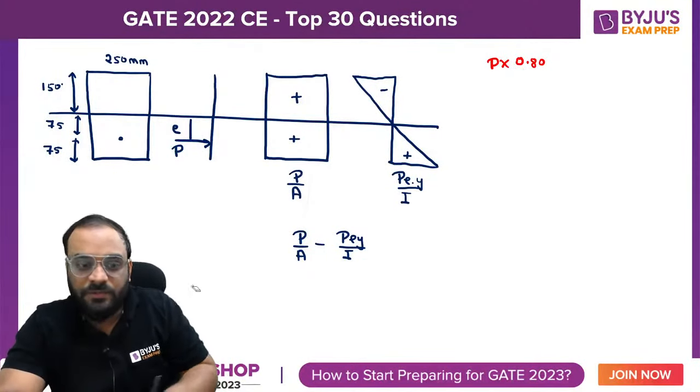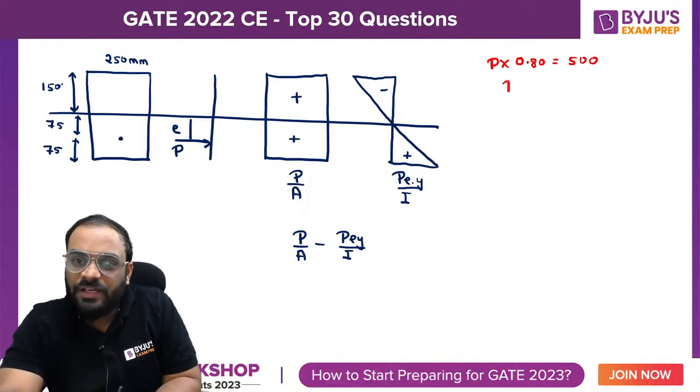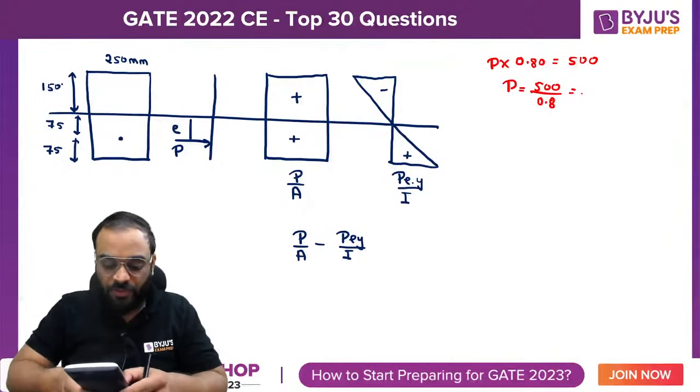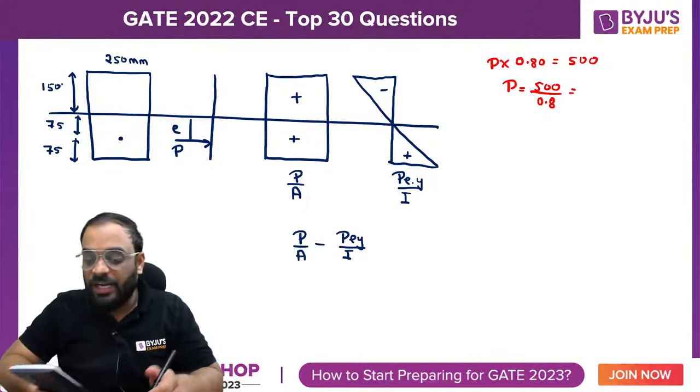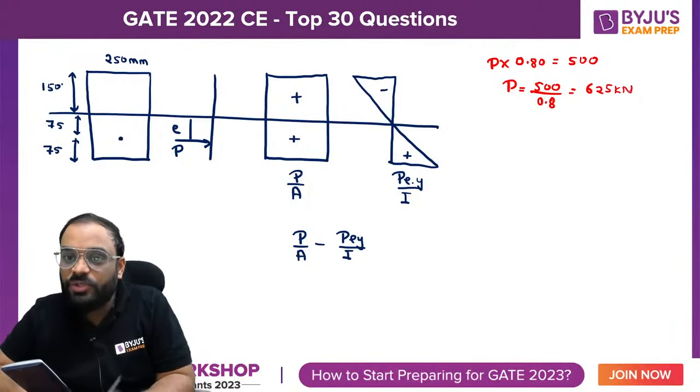Let me remove this, okay? It should be equal to how much? It should be equal to 500, right? So can I say that, guys, the pre-stressing force is equal to how much? 500 divided by 0.8, and this is the initial value, which is basically 625 kilonewton, correct?